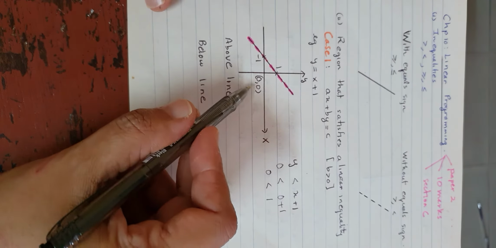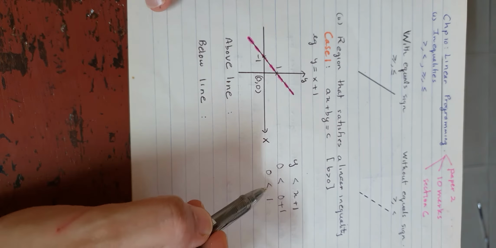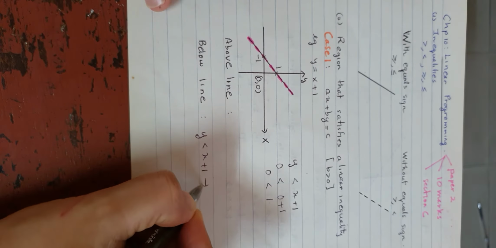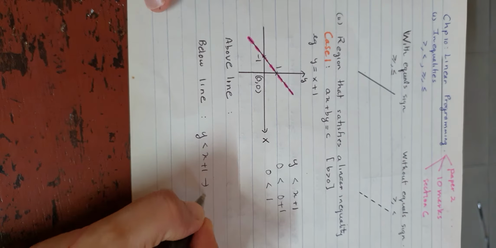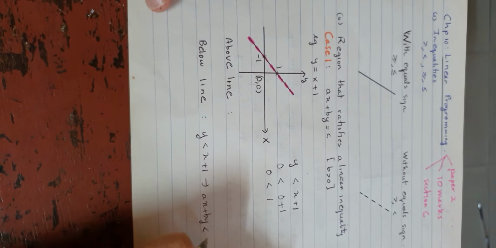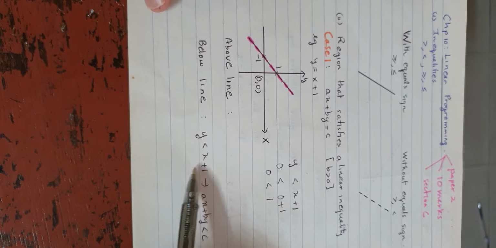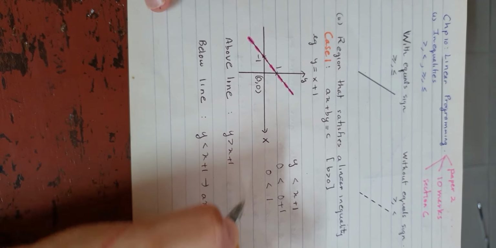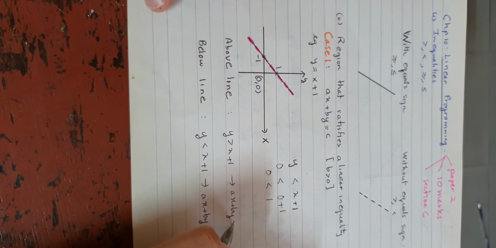You notice the point 0, 0 is below the line. So when the point is below the line, it satisfies this inequality, y is less than x plus 1. So if you have ax plus by equals c, that means it satisfies ax plus by is less than c. But be careful, the b must be greater than 0. If below the line is less, then above the line will be just the opposite, so it will be y greater than x plus 1. That means it satisfies ax plus by is greater than c.